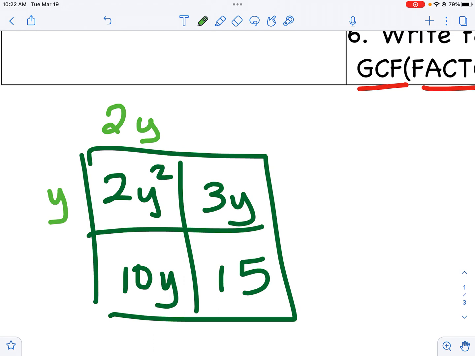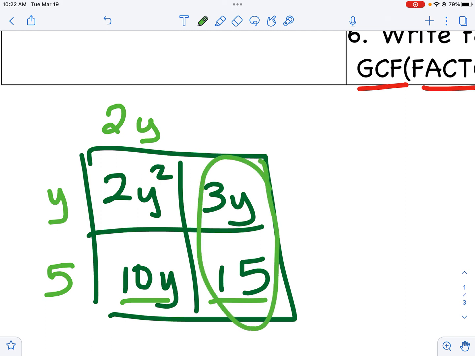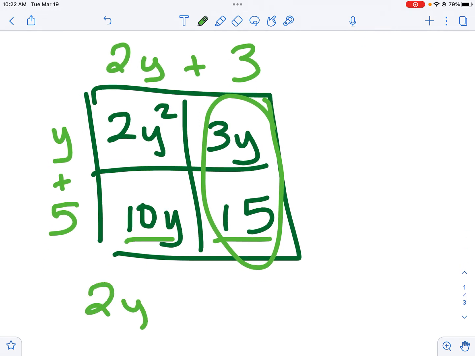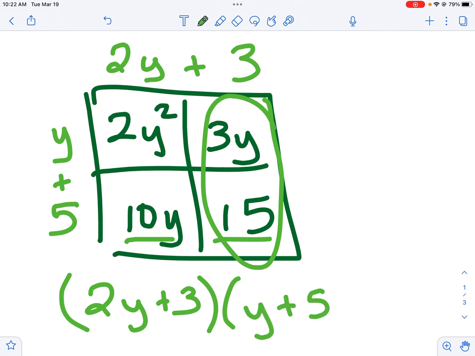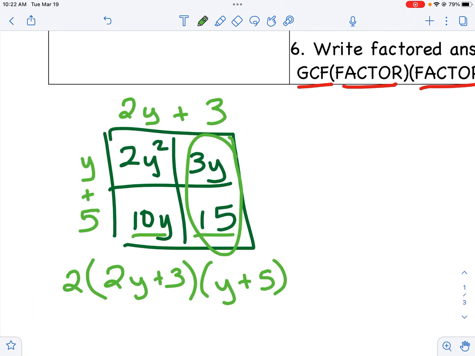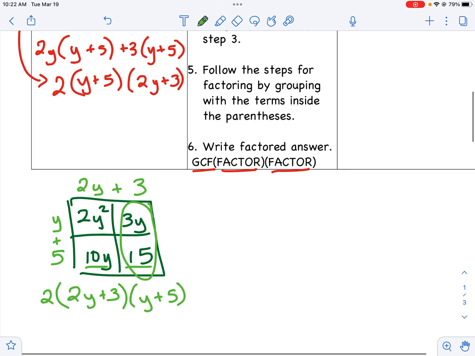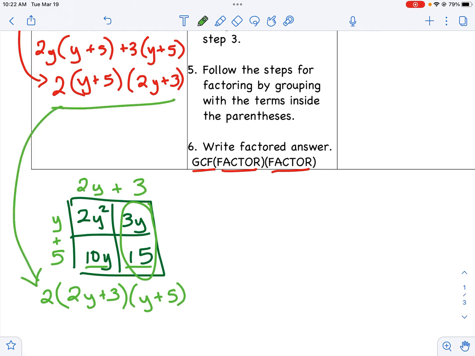And then if I go this way, what do they have in common? They have a y in common. So then finding the GCF here, what do they have in common? They have a 5 in common. And then this direction, what do they have in common? They have a 3 in common. So there is where I'm going to get it. So 2y plus 3 and y plus 5. And again, I just stick that greatest common factor we did at the beginning back out. And as you can see, both answers are the same.